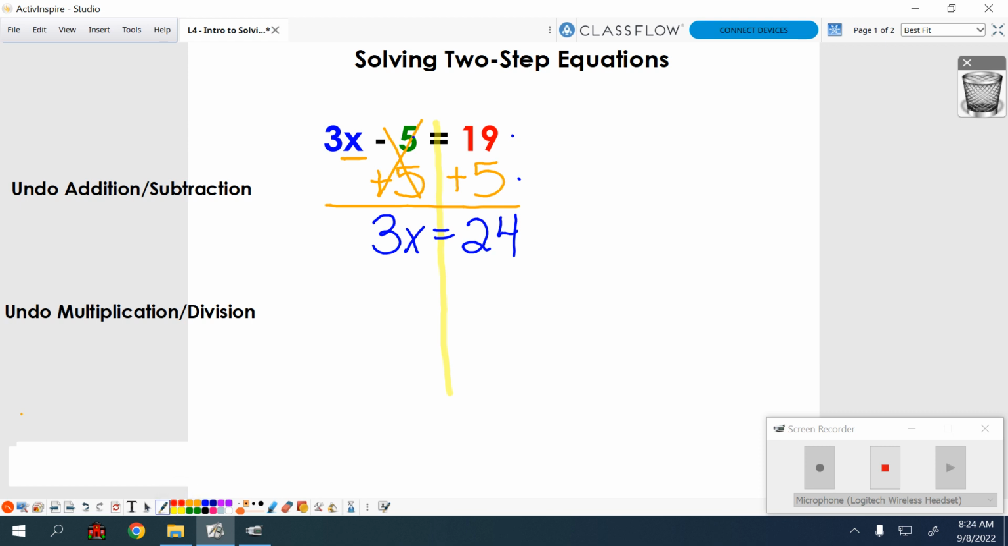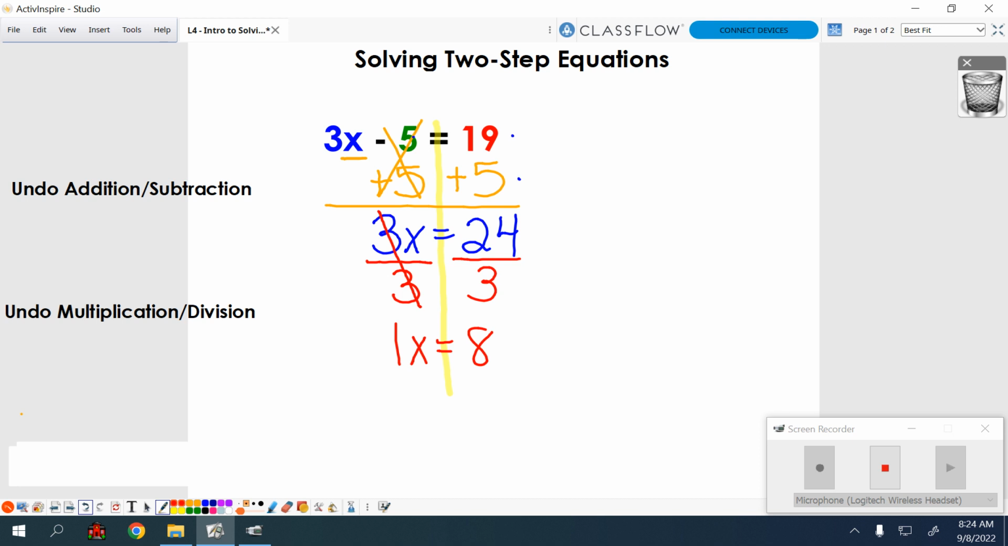So the next step I'm going to do is undo the multiplication that I see right here, 3 times x. And to undo multiplication, you do the opposite of it. You divide. And you're always going to divide by whatever your coefficient is. Because remember, the ultimate goal is we want to get the x by itself. So if I do 3 divided by 3, that's going to leave me with 1x. Now I have to do the same division on the right side of my equal sign. So 24 divided by 3 equals 8.